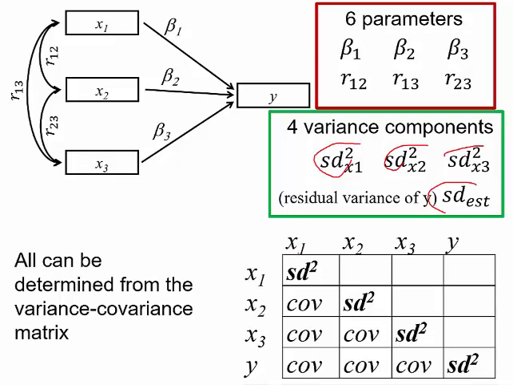And my variance covariance matrix has 4 variance components in it. I've got these 4 variance components in my variance covariance matrix to estimate the variance components in my model. So far things are working out very neat. The number of things we need to estimate in our model is identical to the number of things we have in our variance covariance matrix.